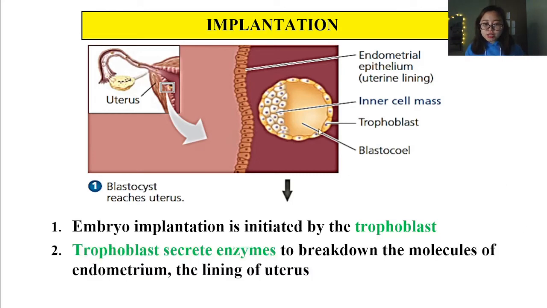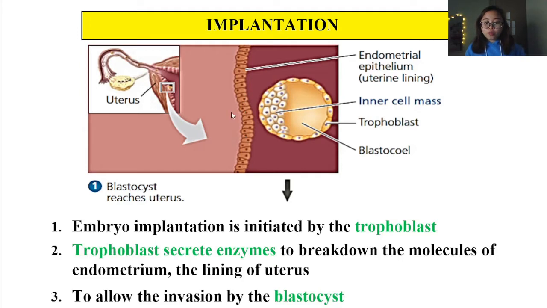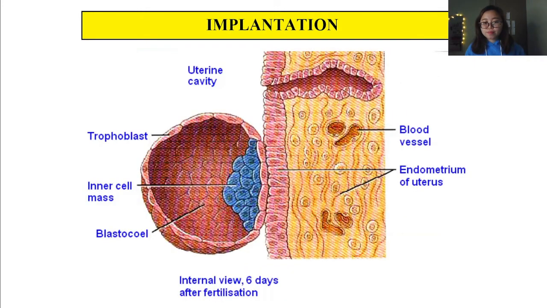This trophoblast, which is, remember, it's the outer layer of the blastocyst, it will secrete enzymes to break down the molecules of endometrium, which is the lining of uterus. Dia akan pergi dekat kepada dinding rahim, lepas itu dia akan keluarkan enzyme untuk memeleraikan, menguraikan molekul dinding rahim. Once those enzymes break down the molecules of the endometrium, it will allow the invasion by the blastocyst. Okay, so begini dia akan melekat dan dia akan start kasih keluar dia punya enzyme-enzyme.